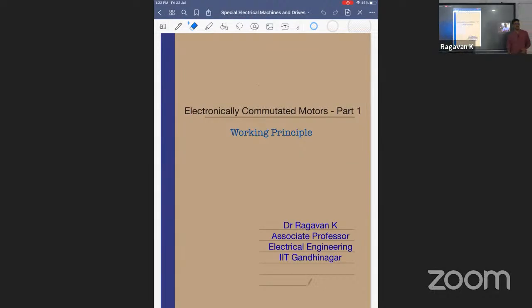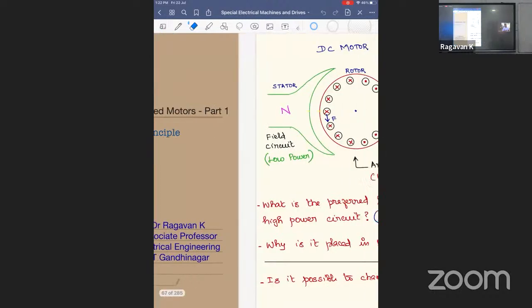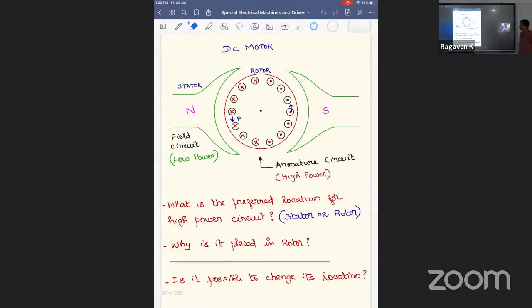Good afternoon. We will have a brief experimental demonstration of hysteresis band current control. Before going to that, I will give a little bit of introduction on why there is a requirement for it. When we talk about a DC motor, we have the field in the stator and the armature in the rotor, right? Out of these two circuits, one is a low power circuit and the other is a high power circuit.